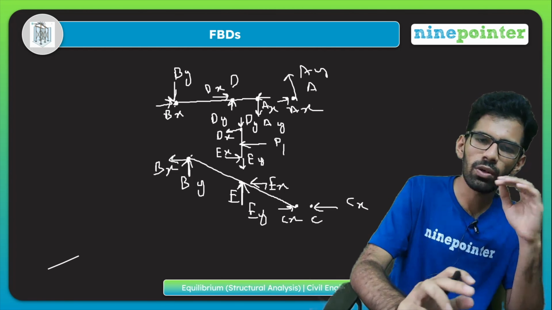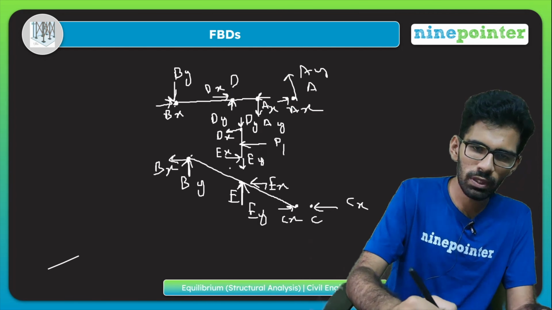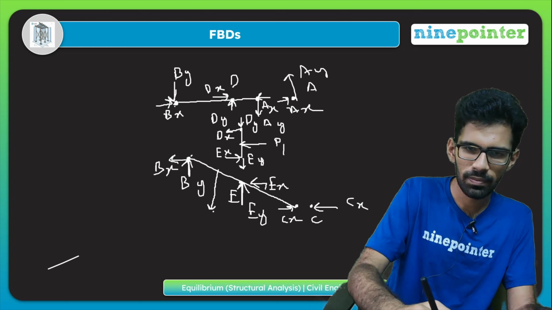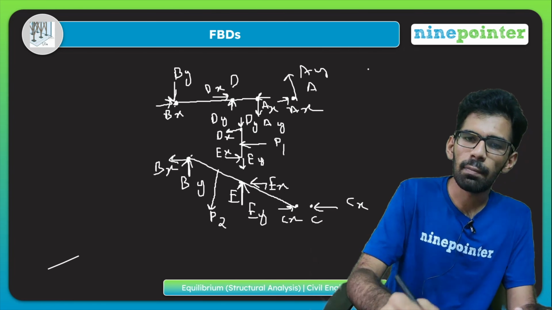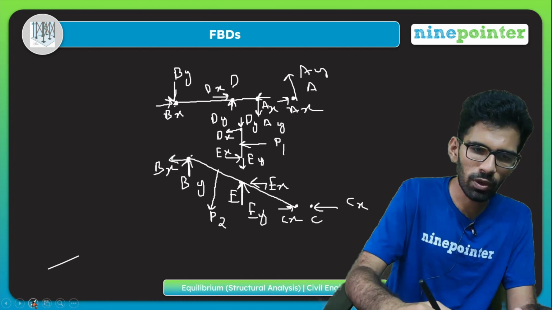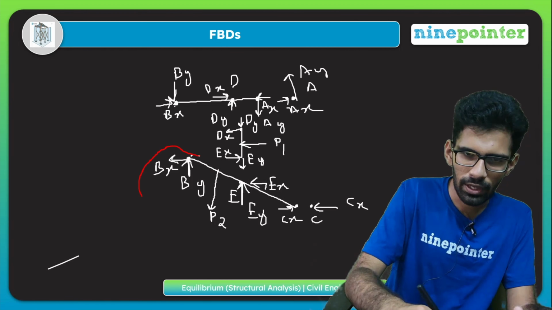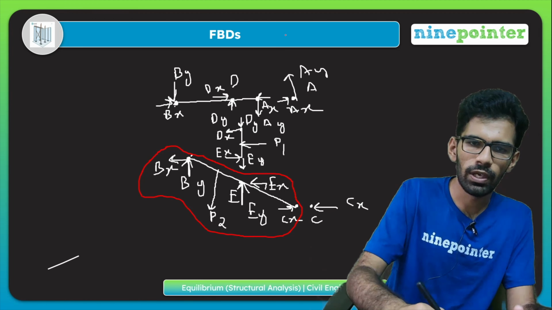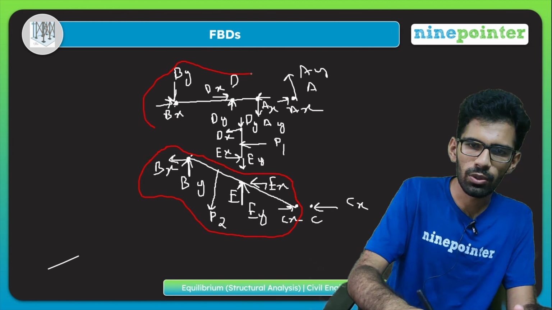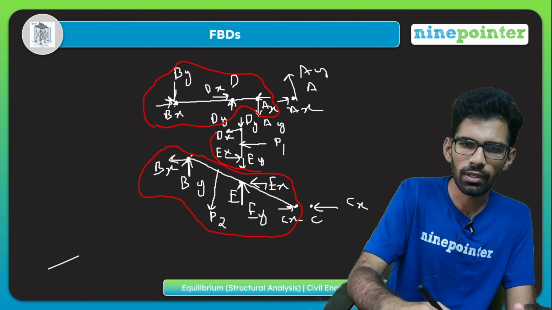Now we have drawn all the forces. Let's see if we missed something. P2, yes. So P2 is somewhere here, right? All the forces have been drawn. Now we can apply the equations of equilibrium for all the forces, right? So this is an isolated component we have here. This is an isolated component we have here. And the last we have here also.